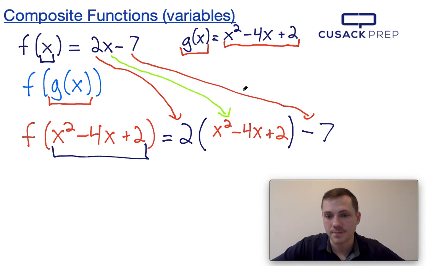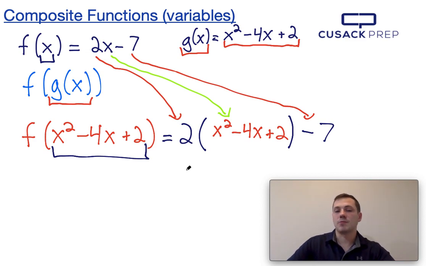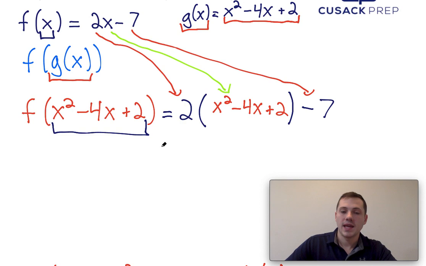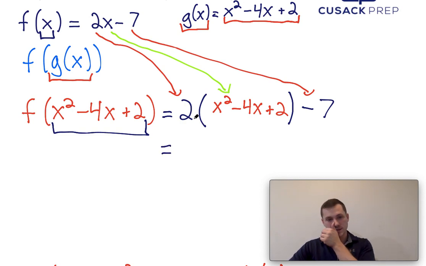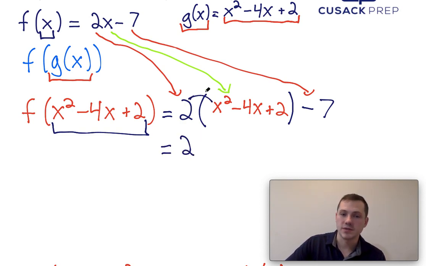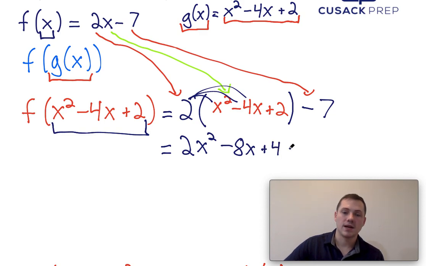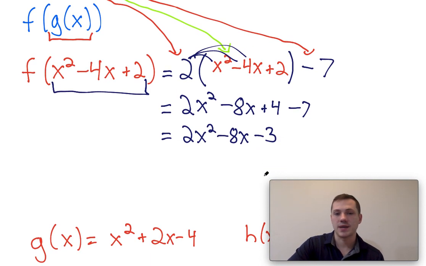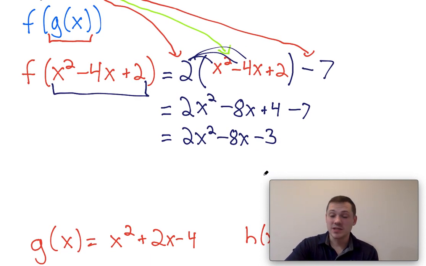Now we can go ahead and simplify this, and the SAT will probably require you to do that. And so what I'm going to do to simplify is I'm going to distribute the 2. So distributing the 2 to each of these terms, I would have 2x squared minus 8x plus 4 minus 7, which would then be 2x squared minus 8x. Plus 4 and minus 7 is going to give you a minus 3. And that's pretty much as far as you could go with this, and that's going to be your final answer.